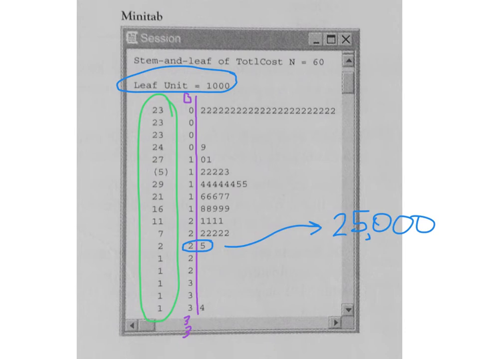And that 25,000 represents a college or university listed in the table, again on page 45, that has a tuition of 25,000 and something. And if you start to search through that table, you'll see that almost at the very end, Washington and Lee has a tuition of 25,760. So this stem and leaf is what represents that particular university.